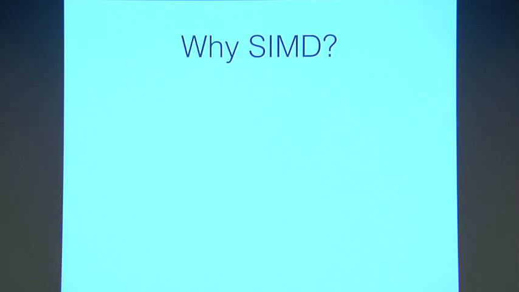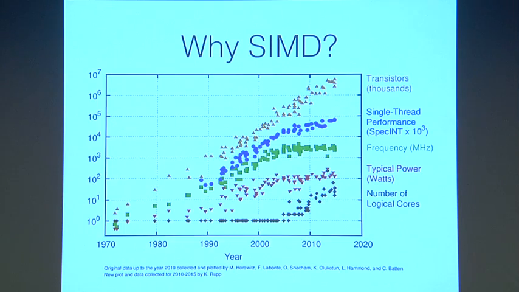So why SIMD? Why is this interesting? Why did this happen? Why do we have this? Any guesses? Why are they adding SIMD instructions to processors? Why don't we just do it in another core? You can also do it in another core.